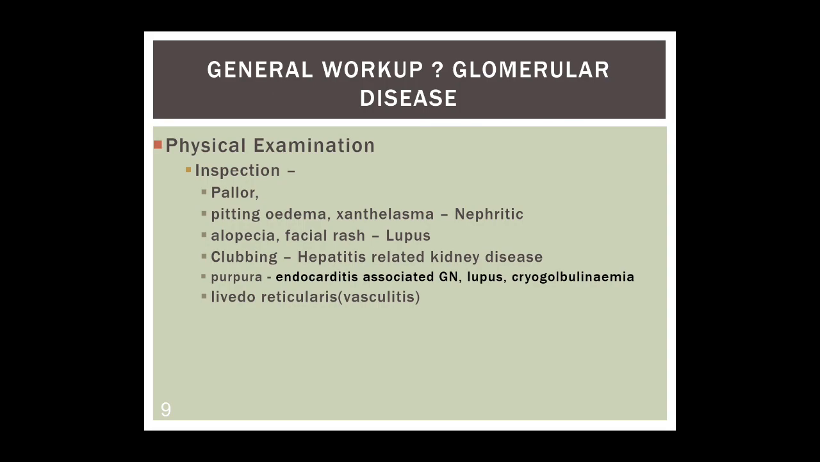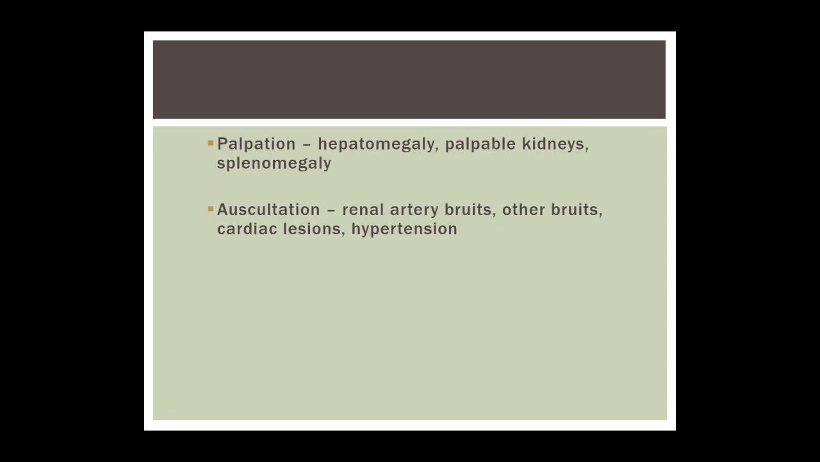Purpura can also be there. Endocarditis associated glomerulonephritis may be there. Okay, the patients with vasculitis may have a rash called livedo reticularis that is seen on the shins. On palpation, you may find hepatomegaly and palpable kidneys, if at all, and you may find splenomegaly also, depending on what the underlying cause is.